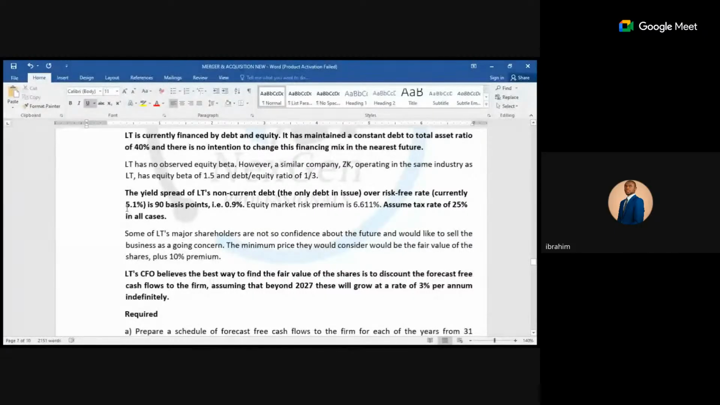You can use this 5.1. This yield here is the government bond. The risk-free is this 5.1. Who compensates you with this spread? You have to add it together.